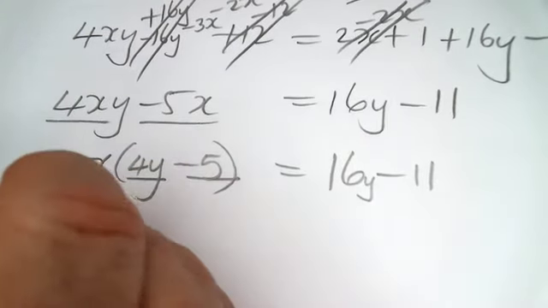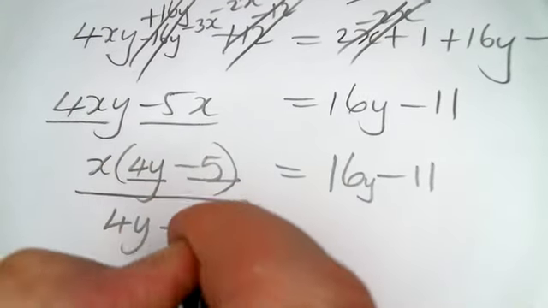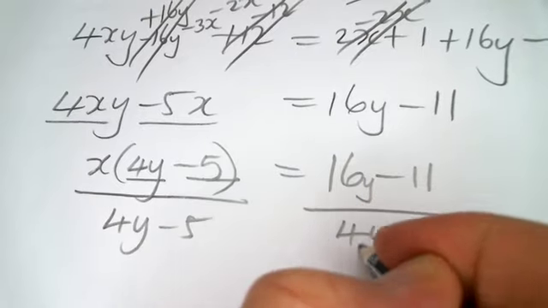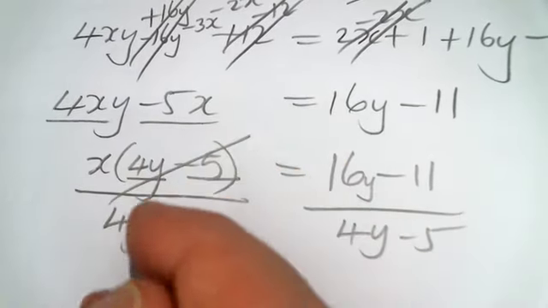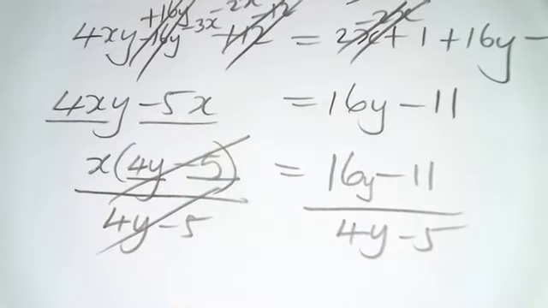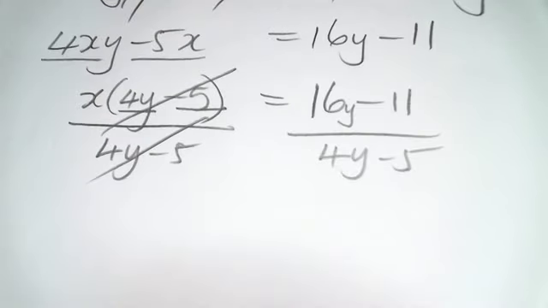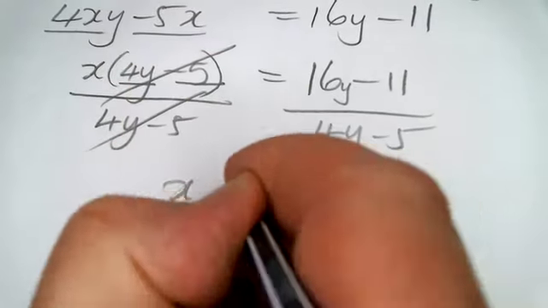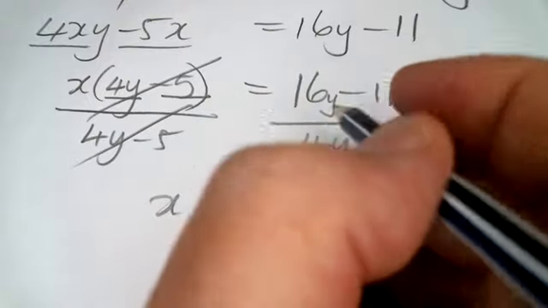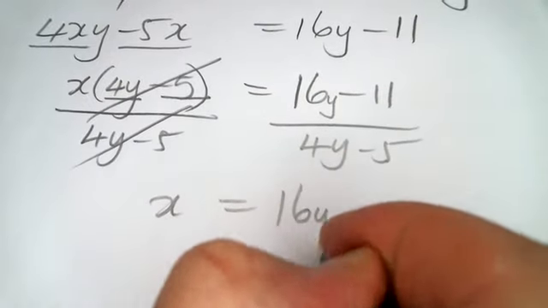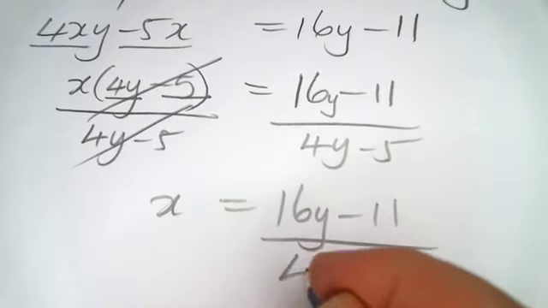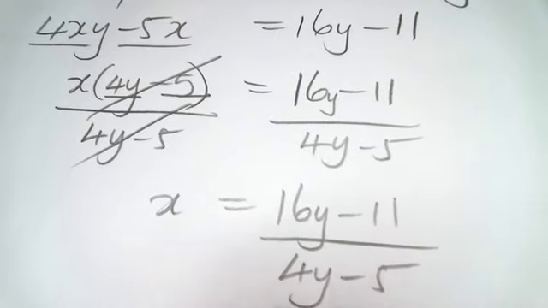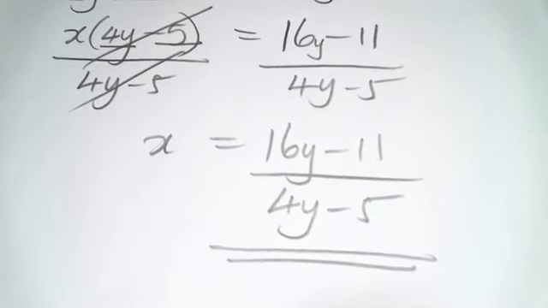So now if we divide both sides by 4y minus 5, well, 4y minus 5 divided by 4y minus 5 is 1. And 1 times x will be x. So now I'm left with 16y minus 11 on 4y minus 5. And that is my solution.